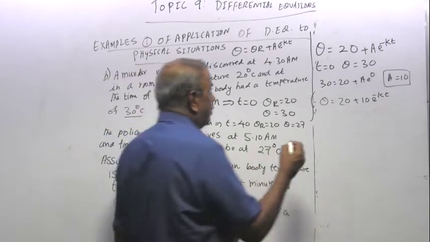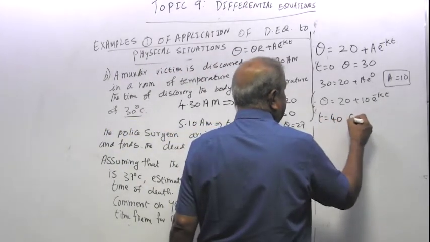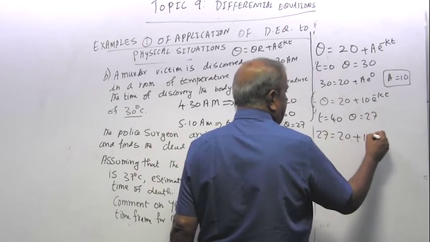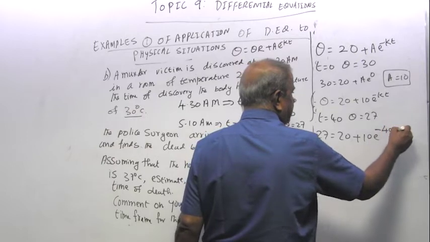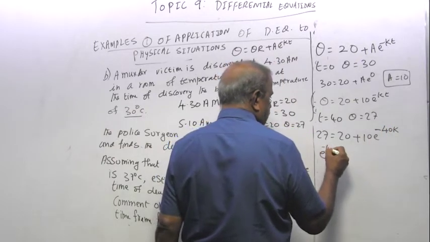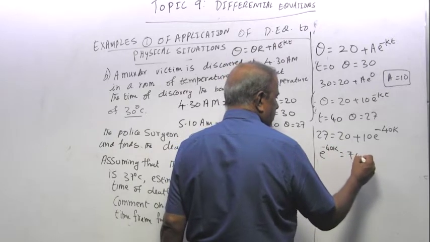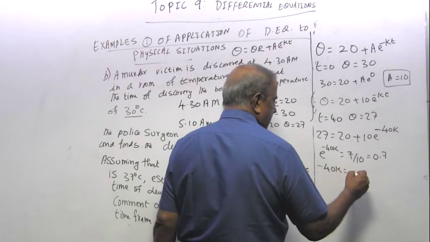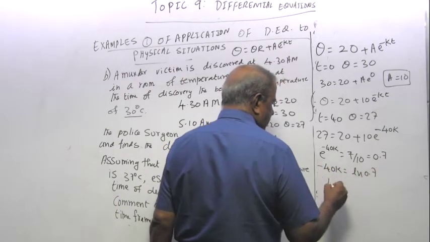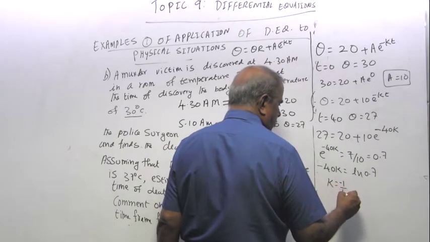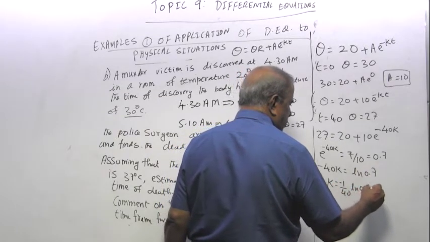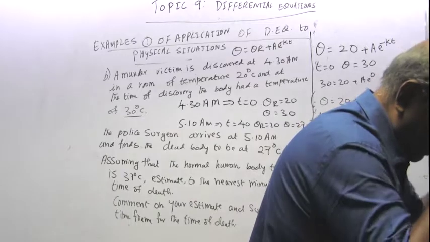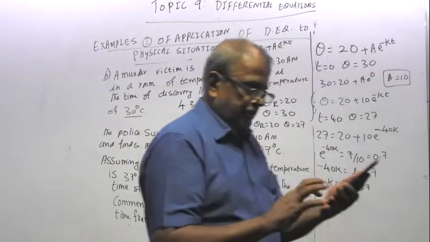5:10 a.m. is t equal to 40. At t equal to 40, theta equal to 27. So 27 equal to 20 plus 10 e power minus 40k. So e power minus 40k equals 7 over 10, which is 0.7. So minus 40k equals ln 0.7. So k equal to minus 1 over 40 ln 0.7. The unknowns A and K were introduced by us, so it is our job to evaluate them.